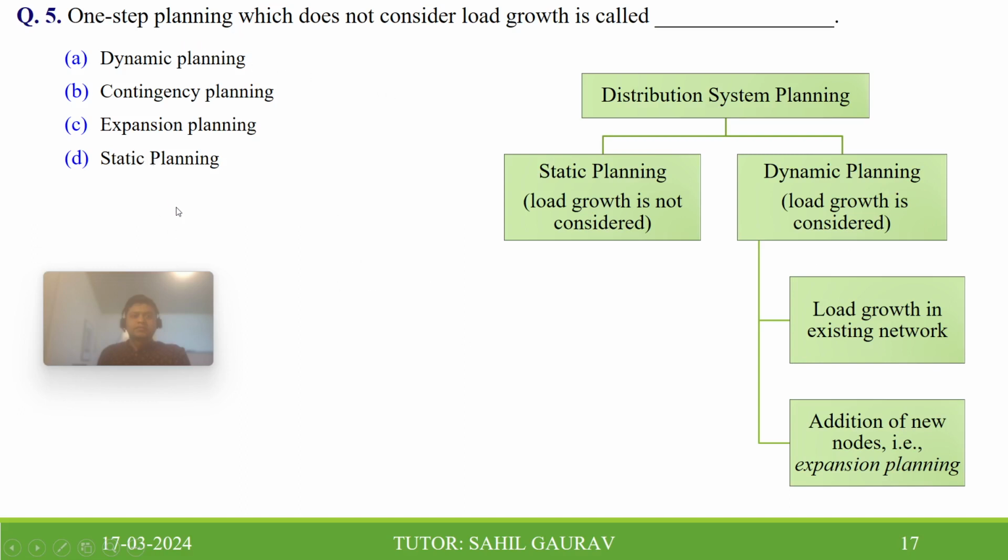Here, if you see in this problem, it asked about the one step planning which does not consider load growth. So the correct answer will be D, that is static planning. And further, for dynamic planning, we also decide whether the load growth is in the existing network or we are adding some new nodes, which comes under expansion planning.